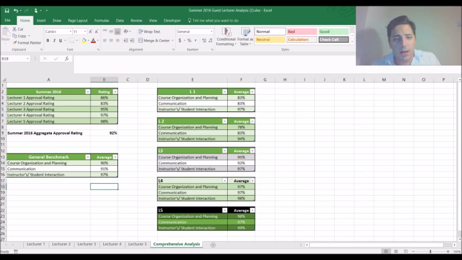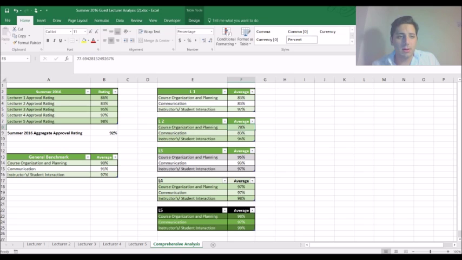For example, how is this useful? Guest lecture 2 has a good interaction. That's still below our benchmark, 83% below. And then we have course organization and planning for this guest lecture at 78%. You see, guest lecture 2 has an 83% overall approval rating. Although it's lower than our benchmark, it's still good.